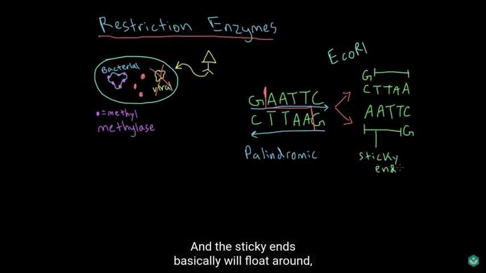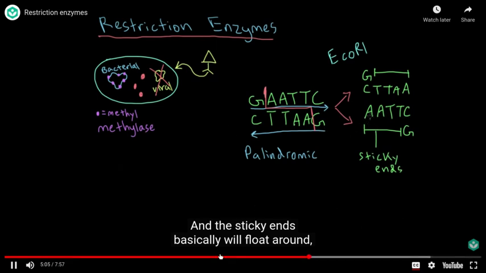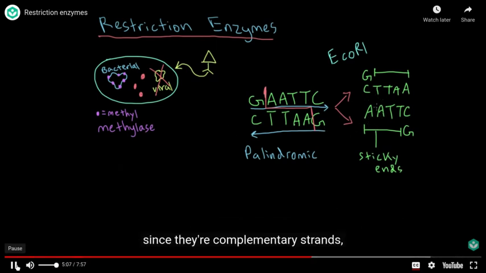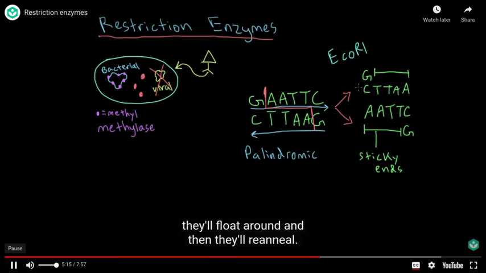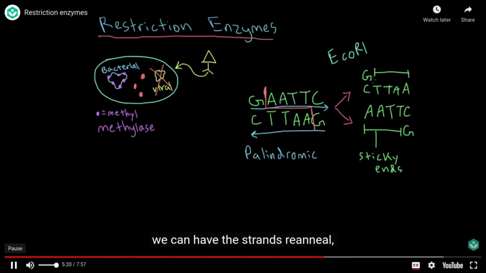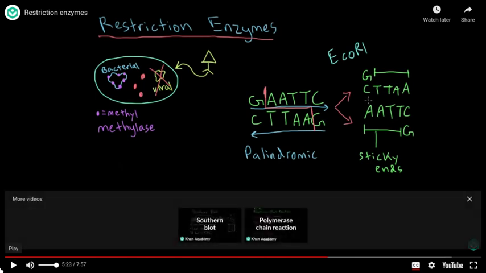And the sticky ends basically will float around, and if they contact one another, since they're complementary strands, they'll just reanneal. So normally, if this gets cut, then you'll have 2 sticky ends, they'll float around, and then they'll reanneal. And we can actually take advantage of the fact that the strands reanneal, and we'll talk about different ways that we can use that.